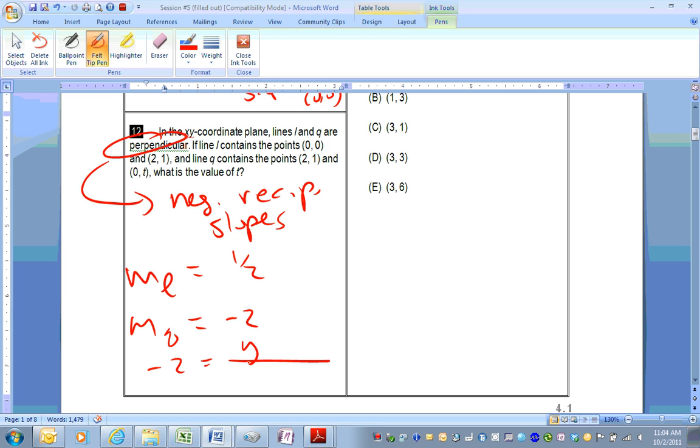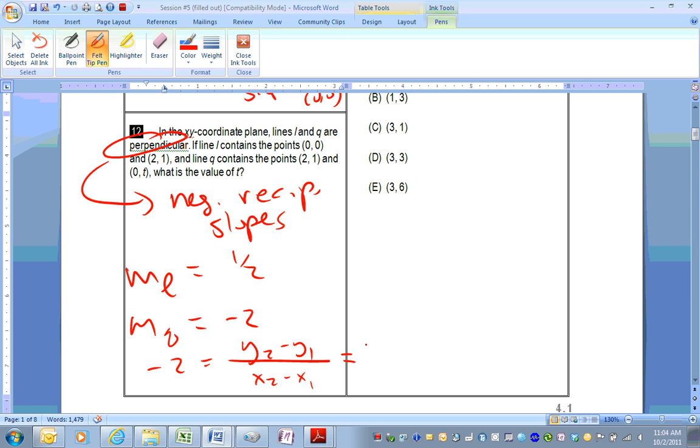Then what you want to do is use the slope formula. Remember the slope formula is this, right? y2 minus y1 over x2 minus x1. Some people tend to forget that, but it makes sense because you want change of y over change of x. That's again what we want. So how would I set this up when I plug in the coordinates for the points on line Q?